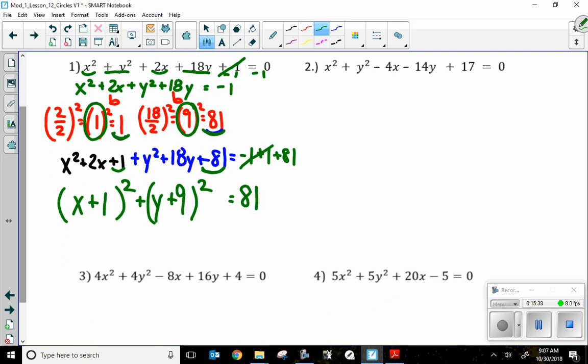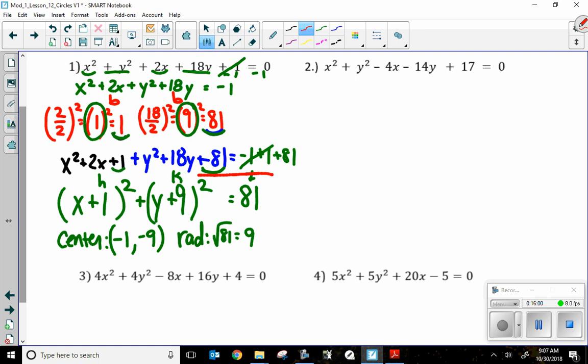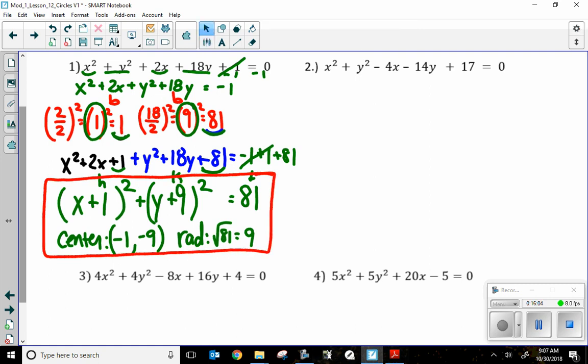That's the equation. So what's my center? It's my h and my k. I just have to flip the signs. Negative 1, negative 9. What's my radius? Well, here's the radius squared. So the square root of 81 is 9. Perfect. The equation and the center and the radius. The more you do it, the more comfortable you'll be at it. All right? Now it's on to the next one, number 2.